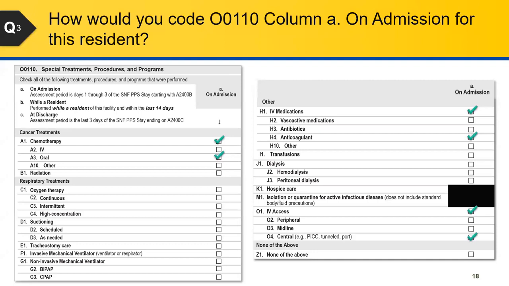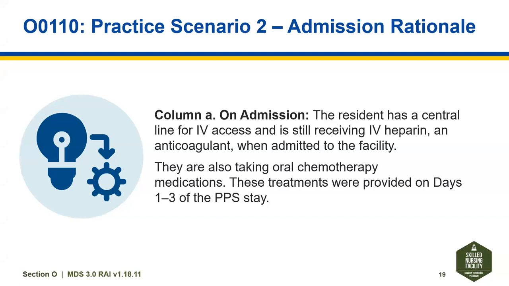Let's look at the rationale. So for on admission, the resident has a central line for IV access and is still receiving IV heparin, an anticoagulant, when admitted to the facility. And they're also taking oral chemotherapy medication, and these treatments were all provided on days 1 to 3 of the PPS stay.